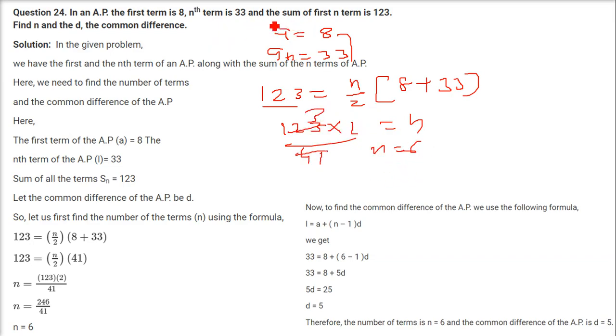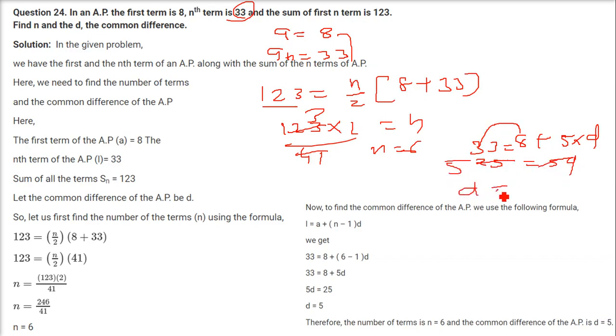n is 6. We know the last term now. So 33 equals a plus n minus 1 into d. a is 8 plus n minus 1, 6 minus 1, that is 5 into d. 33 minus 8 is what? It's 25. 5d, 5 5s are 25. d is 5. d is 5.